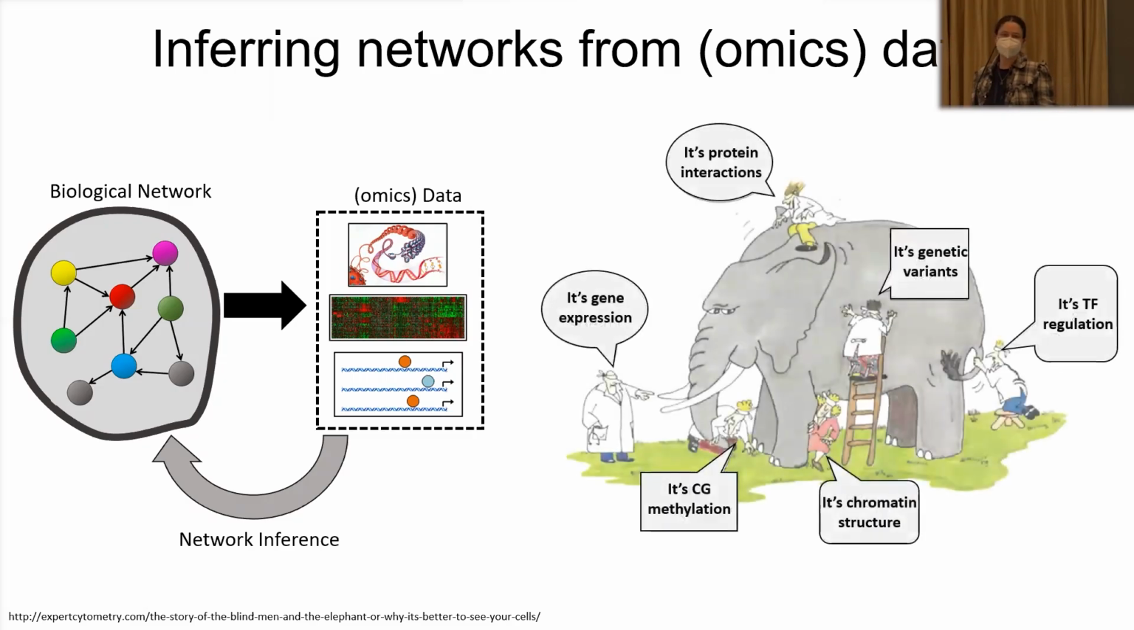This is an overused cartoon, but I actually do think it's very apt for this. What essentially happens is different people have their favorite omic, or different populations have different omics measured on them. Basically, we're looking at different parts of the elephant, and we want to reconstruct the elephant, which is the underlying network, with incomplete data that's only an outside observable. We're kind of like these blind men.